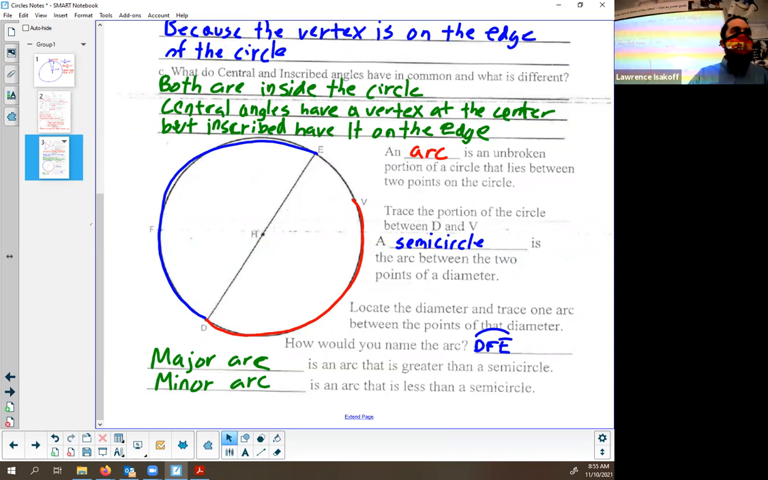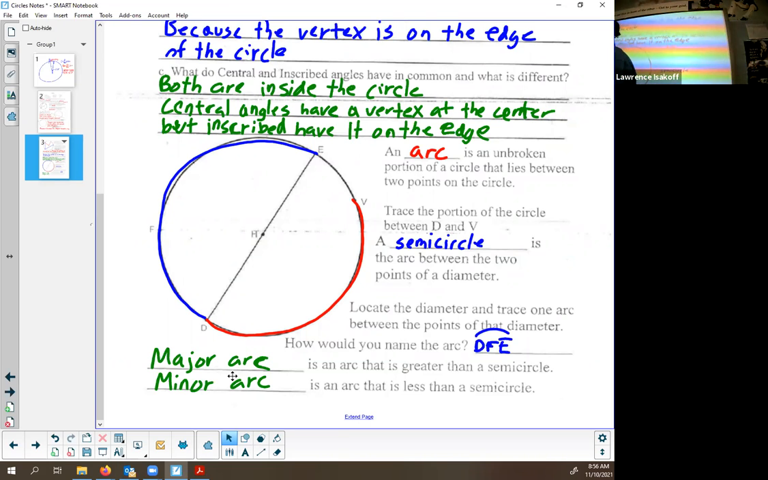And that's it for our vocabulary. Any questions right now on this? So, quick rundown of this back page. We are going to be looking at 2 types of angles inside of a circle. There's a central angle where the angle's vertex is at the center, and the inscribed angle where the vertex is on the edge of the circle.